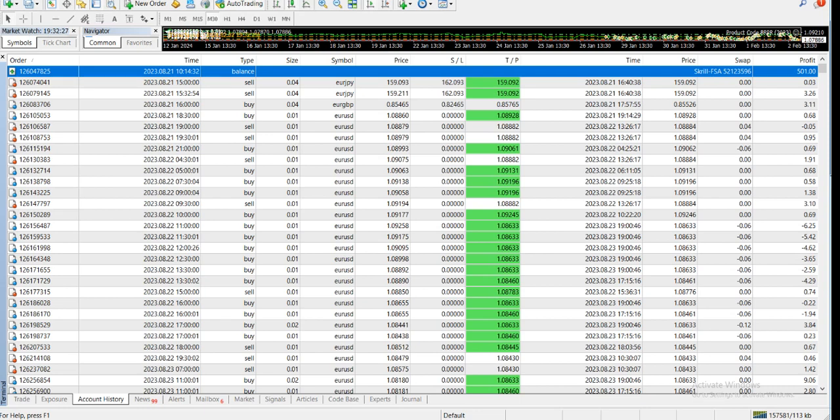Okay, specifically this is for Euro USD, as I said, and it can be traded for other currency pairs as well. But yes, Euro USD is the best for this expert advisor at this moment.